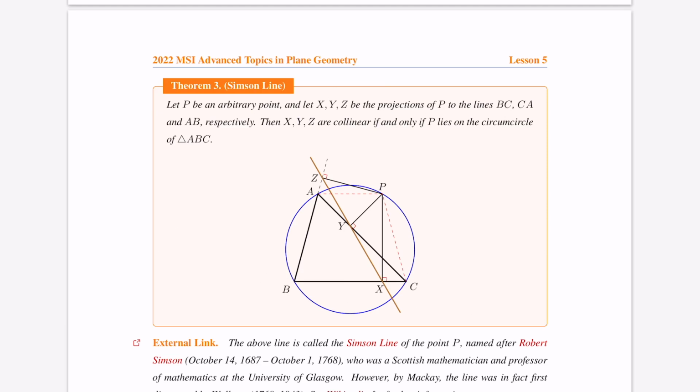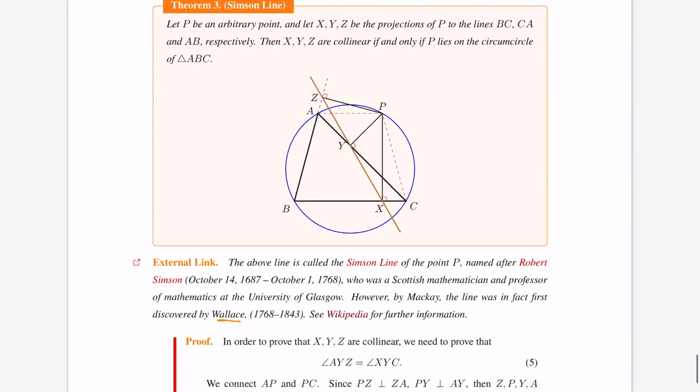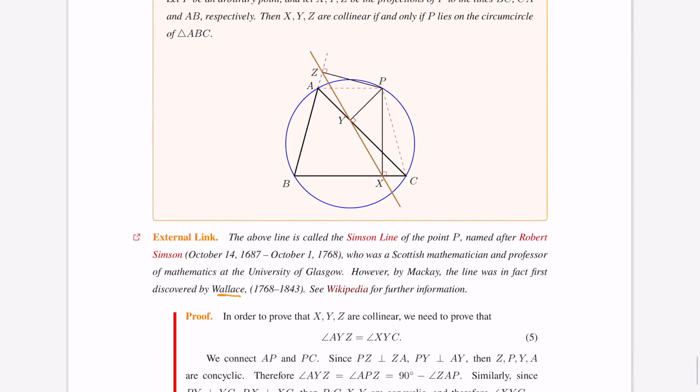Discovered by Wallace. Okay, but somehow Wallace was forgotten, and we named the line the Simpson line. How to prove it? Well, the proof is actually quite simple. So we want to prove that X, Y, Z are collinear.